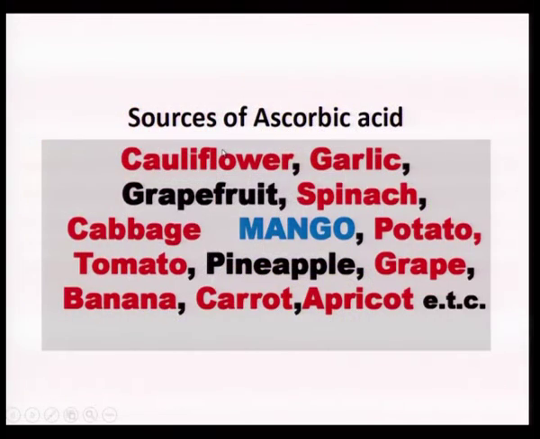So you do have other vegetables, cauliflower, garlic, grapefruit, and the seasonal fruits like mango and pineapple. Most of these fruits, if you look at, are a combination of fruits from the tropical sources as well as from temperate regions. So you have a combination of a variety of vegetables. The only criterion is that most of these vegetables have to be taken raw.